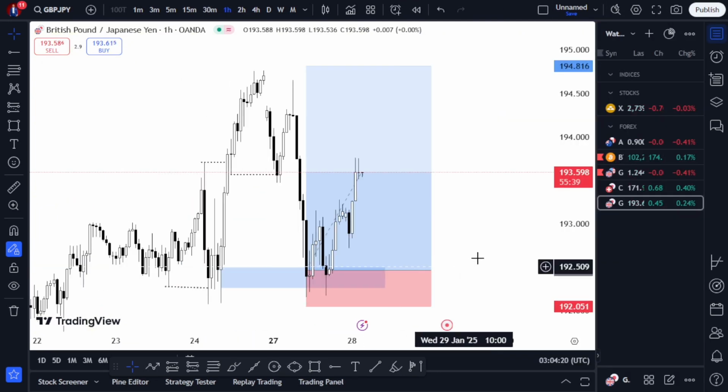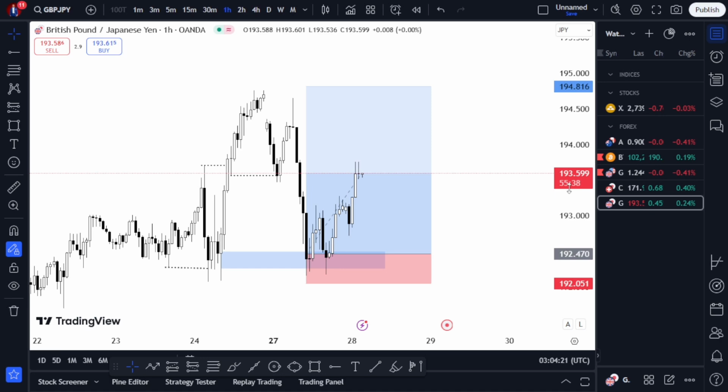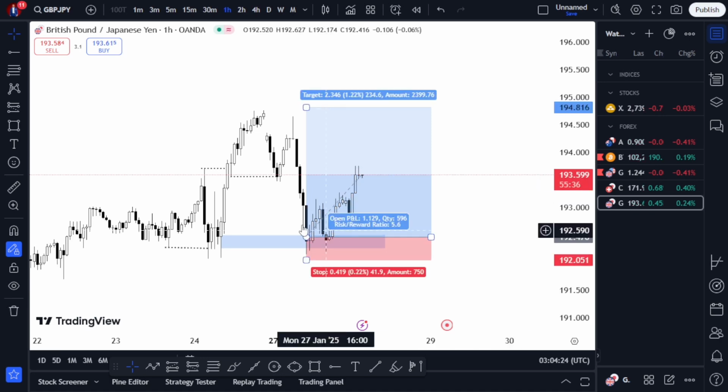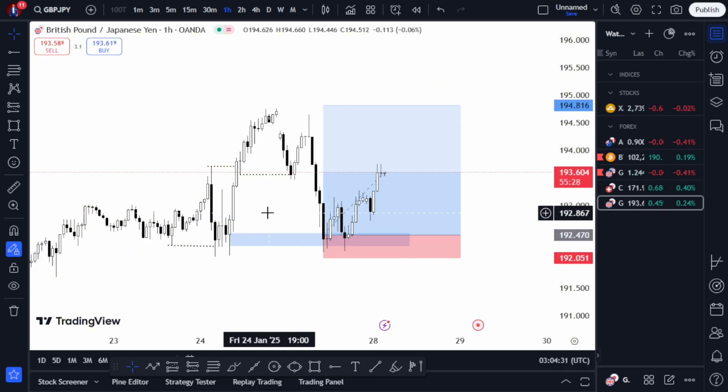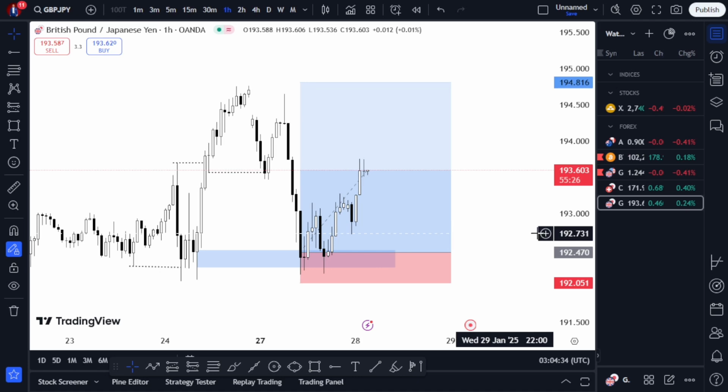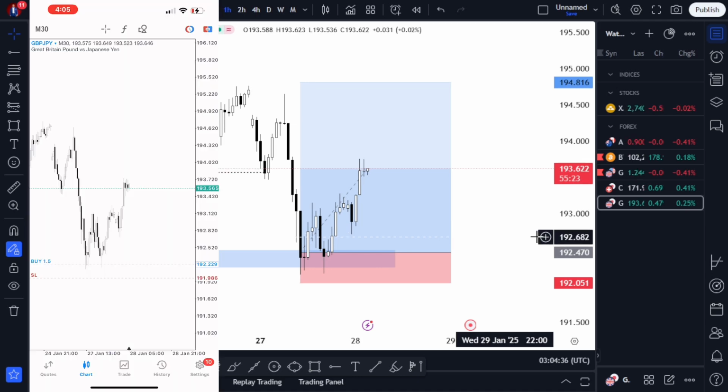Guys, after the whole day, the market was just bouncing around. So we finally had a break above that area. So right here, I'm just gonna move the whole thing to break even. All right, so let me show you guys how I'm gonna do that.